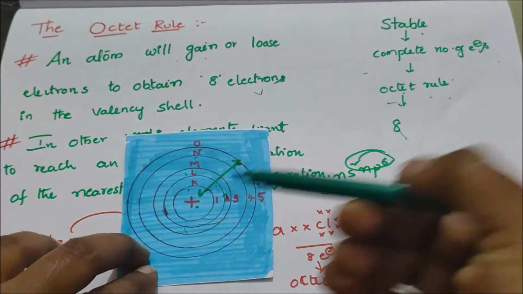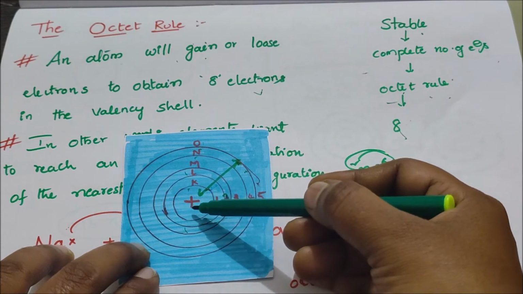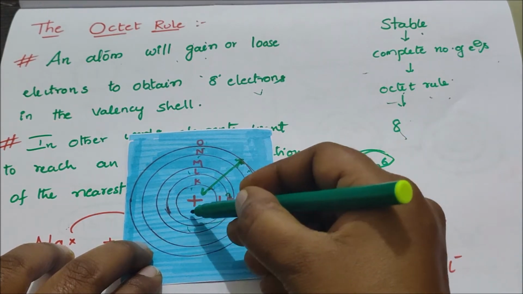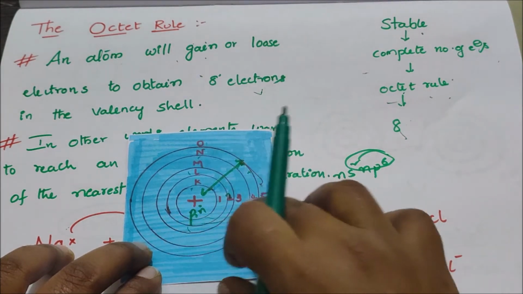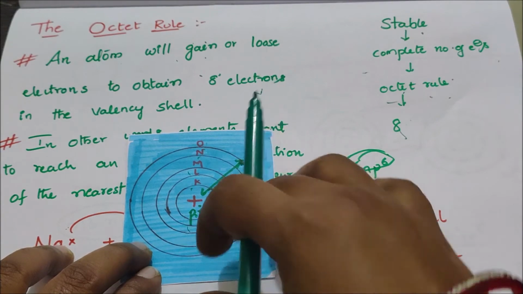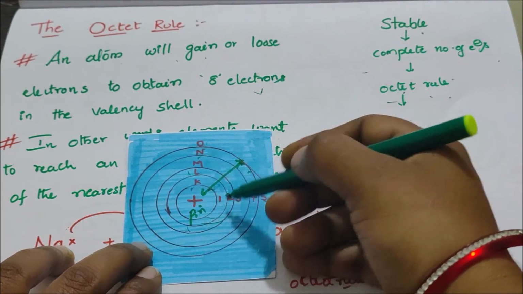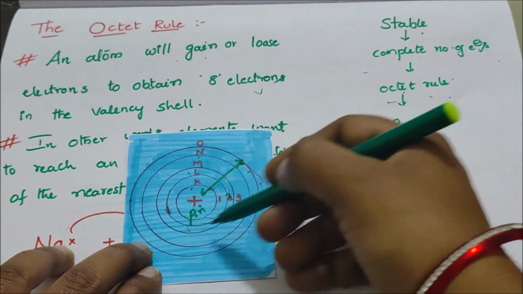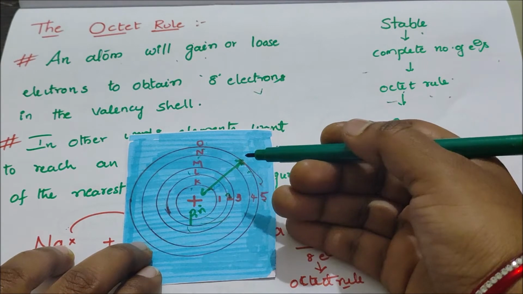Now, this is the atomic nucleus. The nucleus contains protons and neutrons. But electrons revolve around the nucleus at certain fixed paths. These paths are called orbits, shells or energy levels.